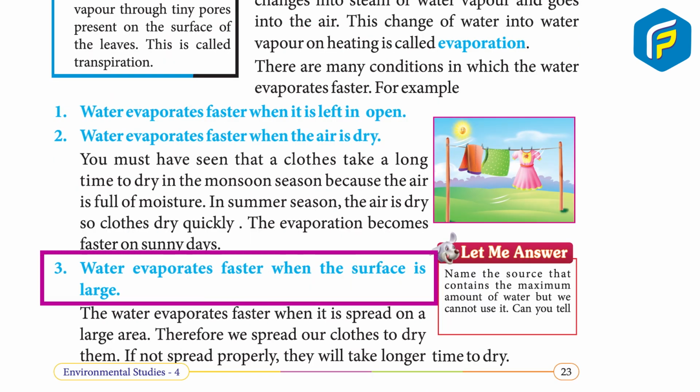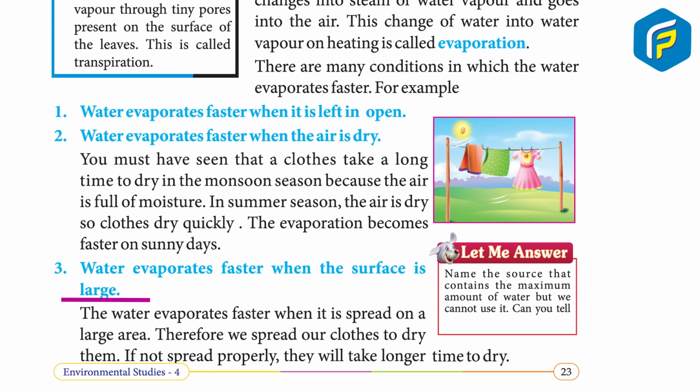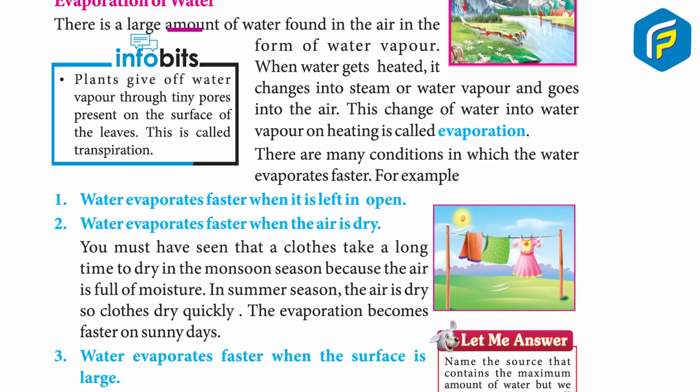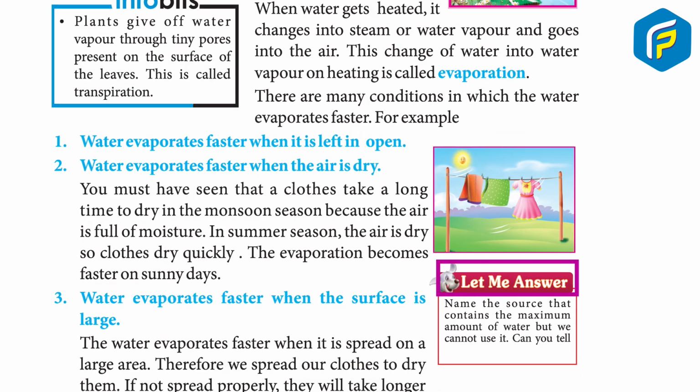3. Water evaporates faster when the surface is large. The water evaporates faster when it is spread on a large area. Therefore, we spread our clothes to dry them. If not spread properly, they will take longer time to dry. In plants, they give off water vapor through tiny pores present on the surface of the leaves. This is called transpiration.